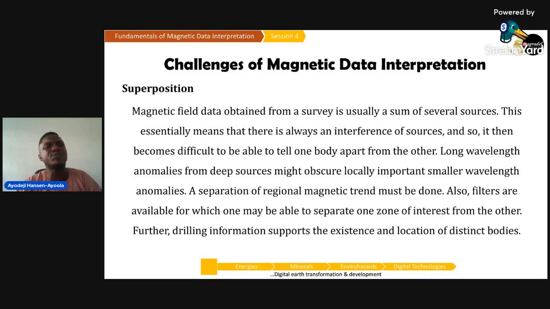Long wavelength anomalies from deep sources might obscure locally important smaller wavelength anomalies. A separation of regional magnetic trend must be done. Essentially, this is why we always carry out the regional residual separation, which is a usual practice when one is processing the magnetic data. This is one of the reasons why we carry it out, because of the nature of magnetic data to be a combination of many magnetic sources.